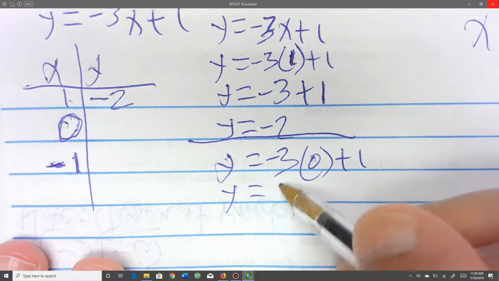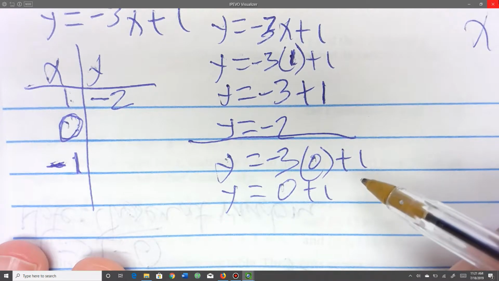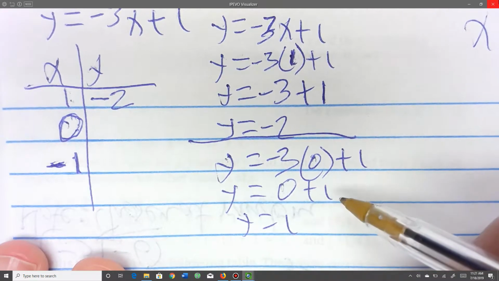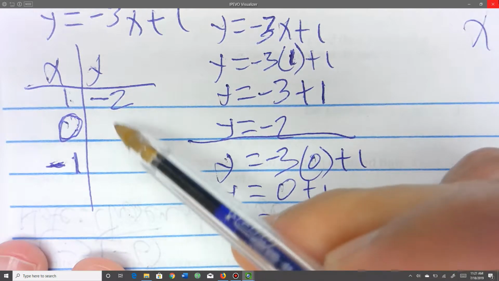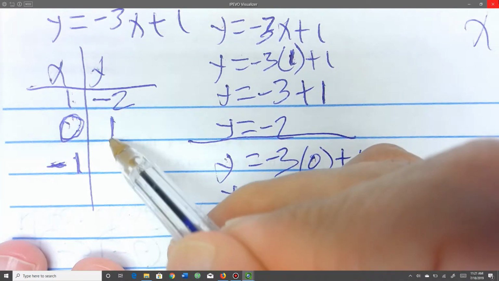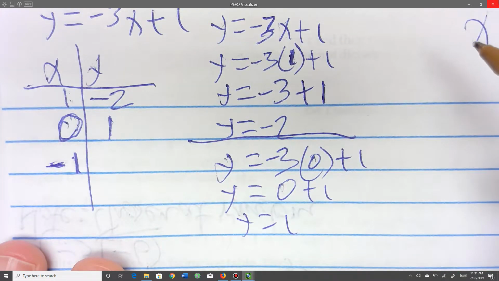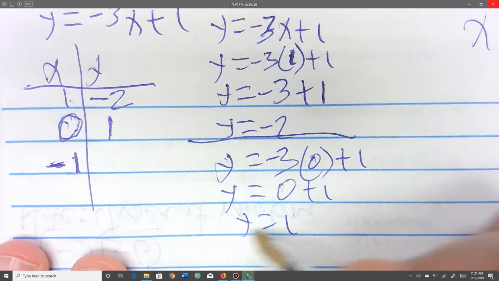-3 times 0 is 0. That's gonna give me a 0, plus 1, y equals +1. So that y goes in here for that ordered pair. All right, so let's do the other one.